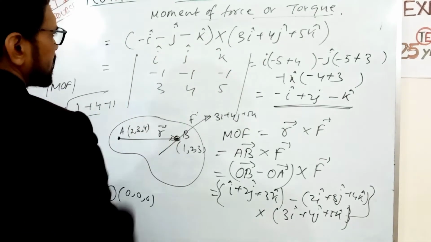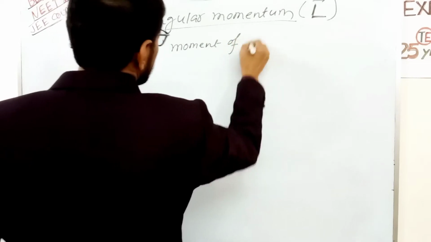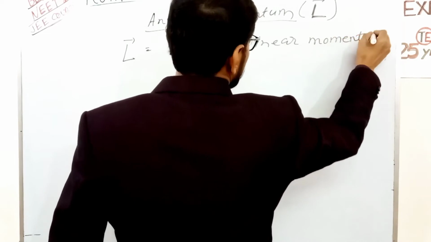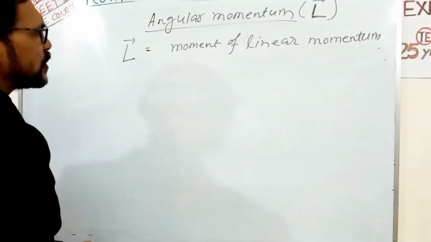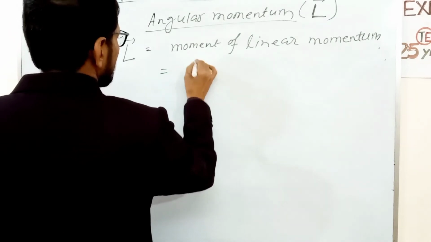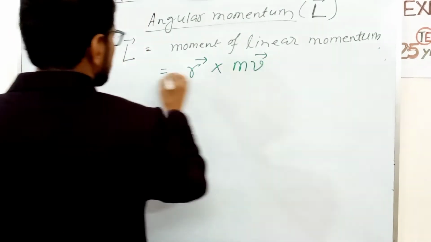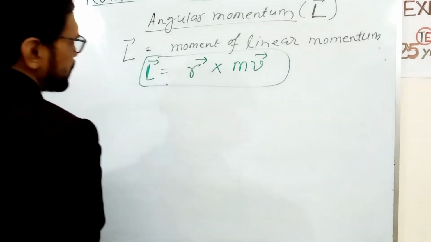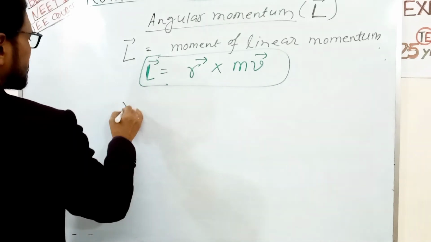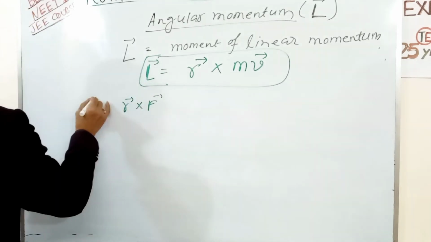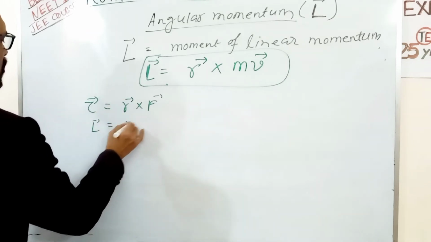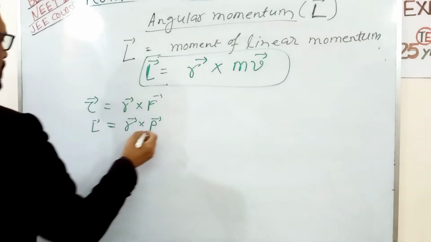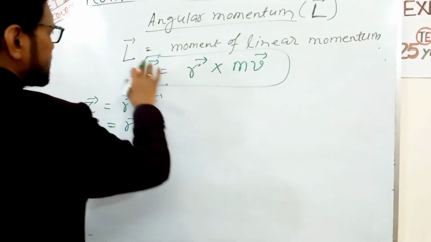We know the cross product of vectors. The moment of linear momentum is angular momentum, that is r cross mv. This is the definition and formula of angular momentum, r cross mv. The moment of a force is defined as r cross F, this is torque, and angular momentum is defined as the moment of the momentum, r cross p. So this is angular momentum, and this is torque. p means mv. The moment of linear momentum is angular momentum.